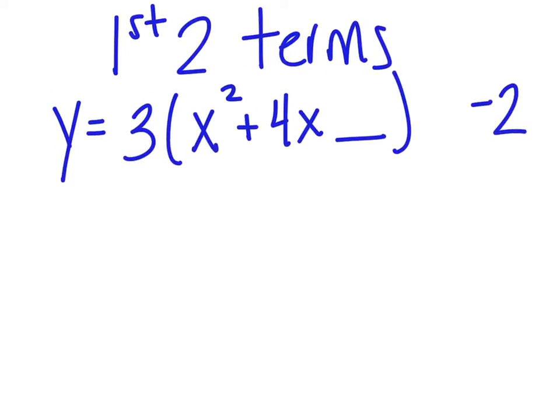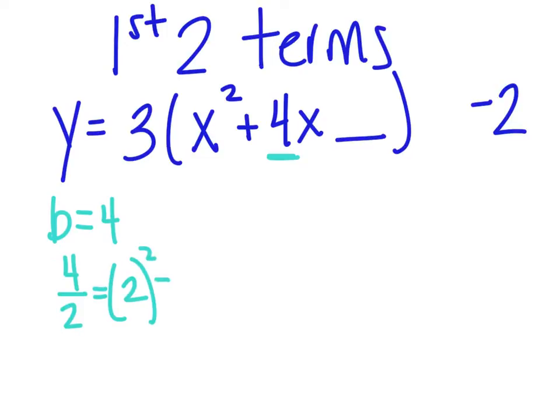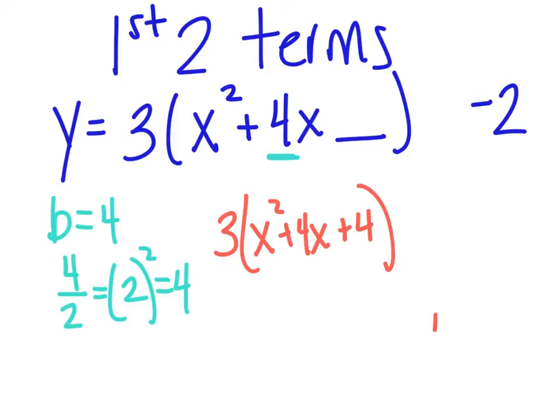Okay, so now I'm going to complete the square. My b term is now 4. I'm going to take that number, cut it in half, wrap it up, square it, and I get 4. So I have to add 4 and subtract 4. But here's where we have to be really careful. So I'm going to say this is 3 times x squared plus 4x. I have to add the 4, but here's where it gets careful. Let's put a big star here.